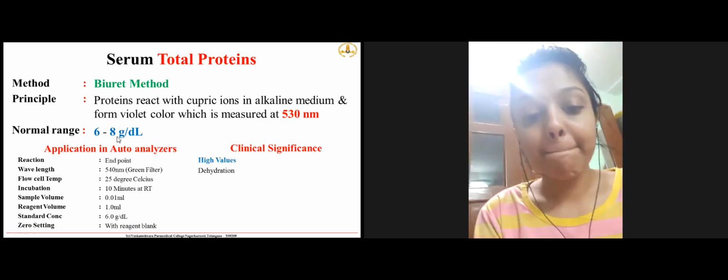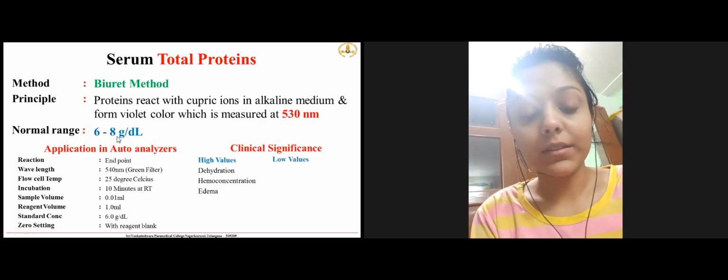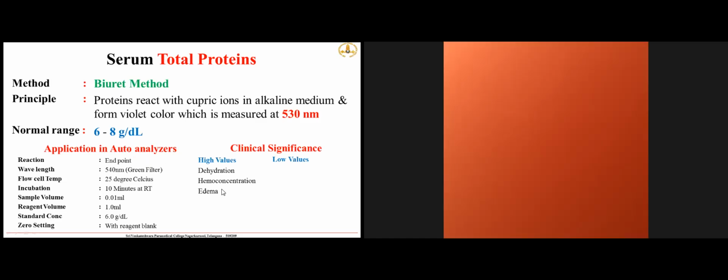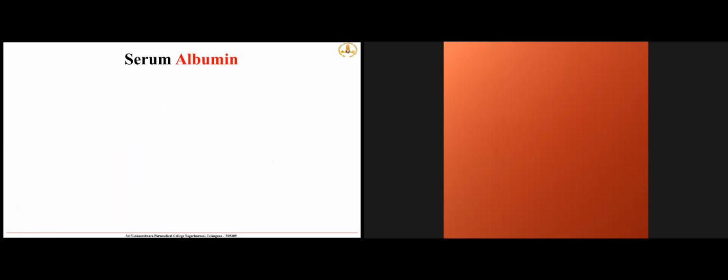And clinical significance: when we talk about high and low values, above the normal range we can see it in dehydration, hemoconcentration, and edema. And low values we can see in low albumin, malnutrition, malabsorption, and nephritis.